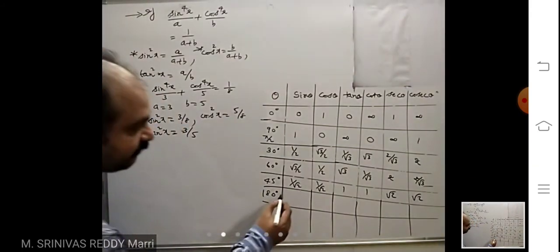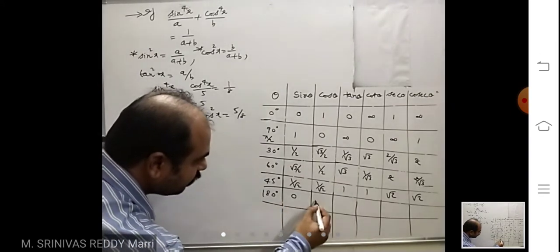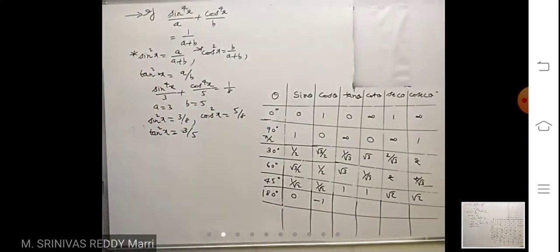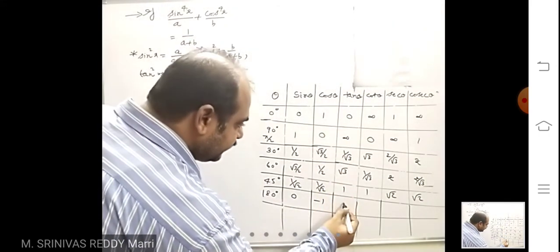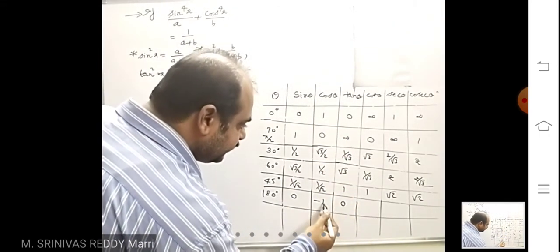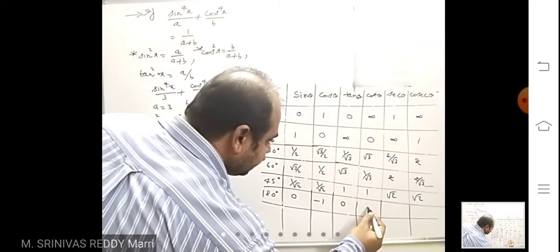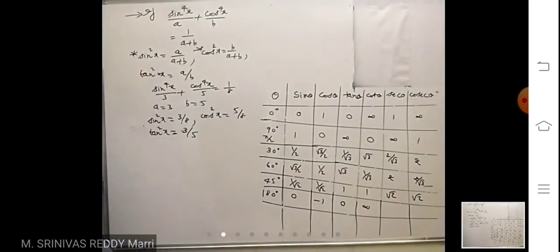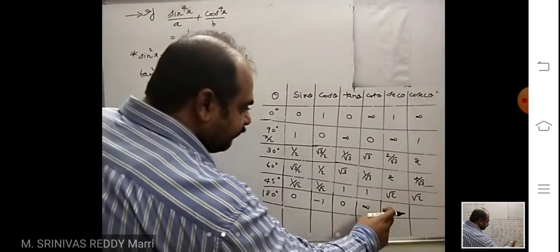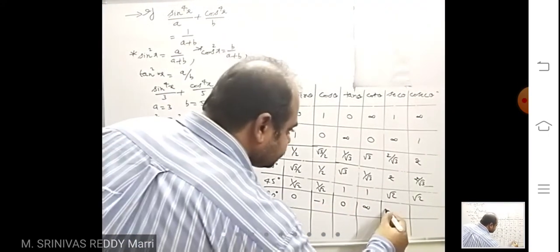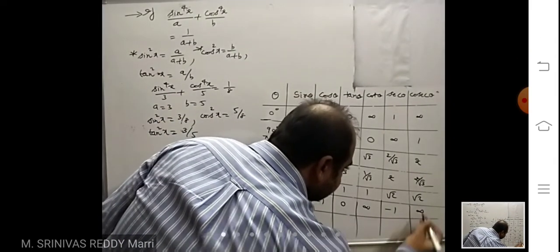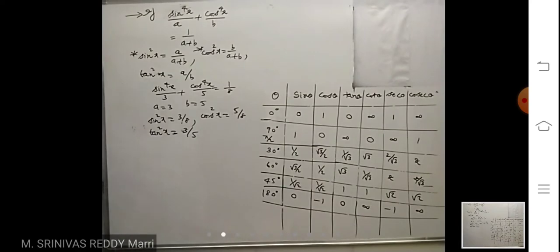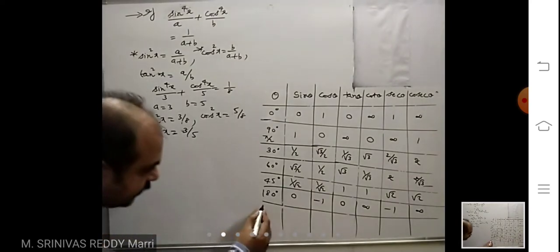180 degree. Sine 180 degree is 0. Cos 180 degree is -1. You remember these two values. Tan 180 degree is 0. Cot 180 degree means cos by sine. Denominator 0, you will get undefined, infinity. So secant 180 degree is 1 by cos, -1. So cosecant 180 degree is infinity. Denominator 0. So 180 degree you have to remember, and then 270 degree.